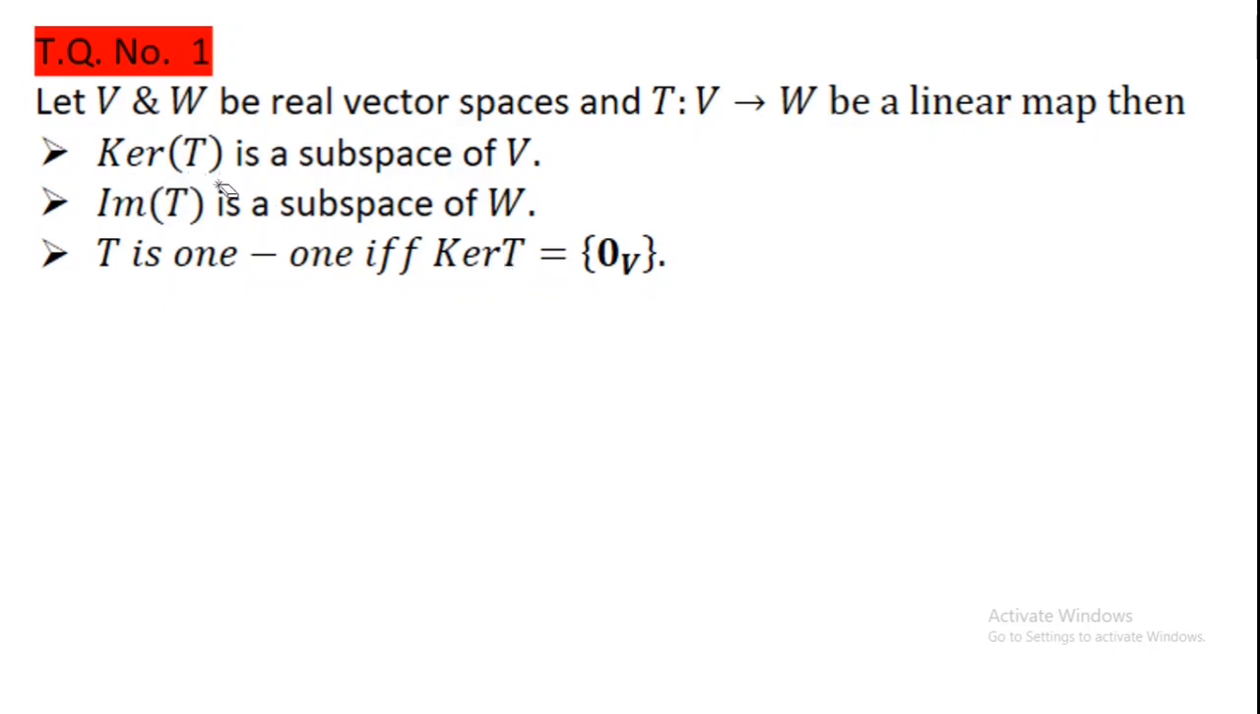First one, kernel of T is a subspace of V. Second one, image of T is a subspace of W. And the last one is T is 1-1 if and only if kernel of T is equal to singleton 0. Now you might remember while explaining the definition of kernel of T, I have already told you that kernel of T is a subset of the domain of the linear transformation and image of T is a subset of W.